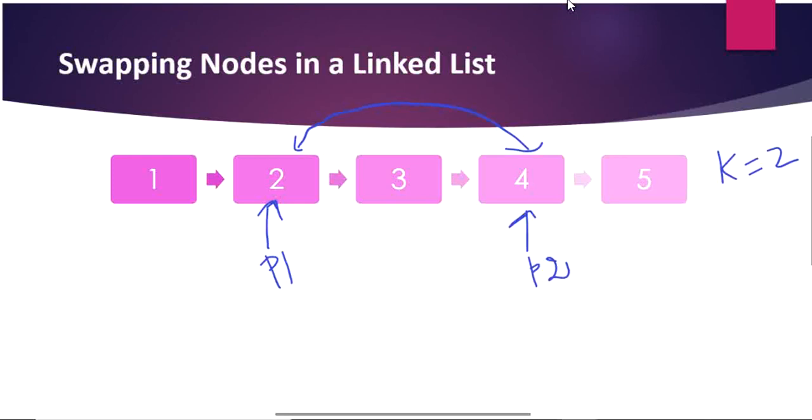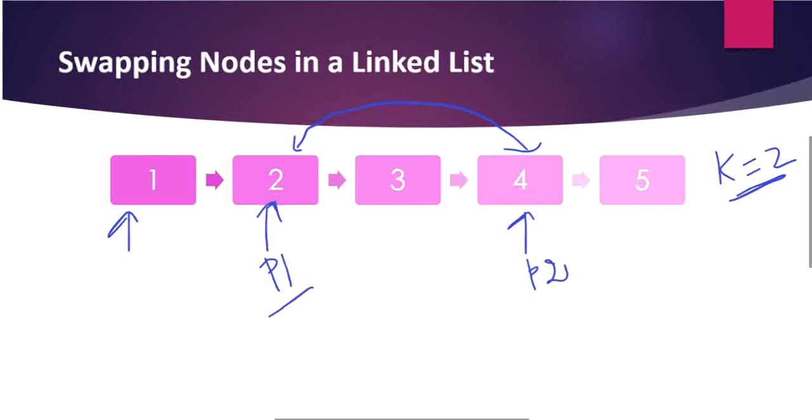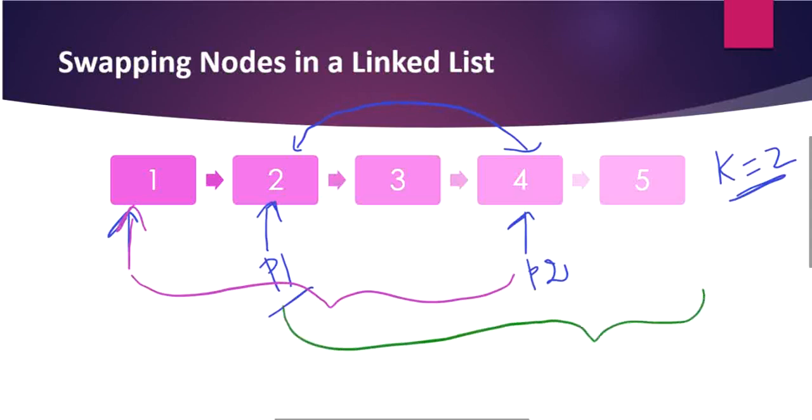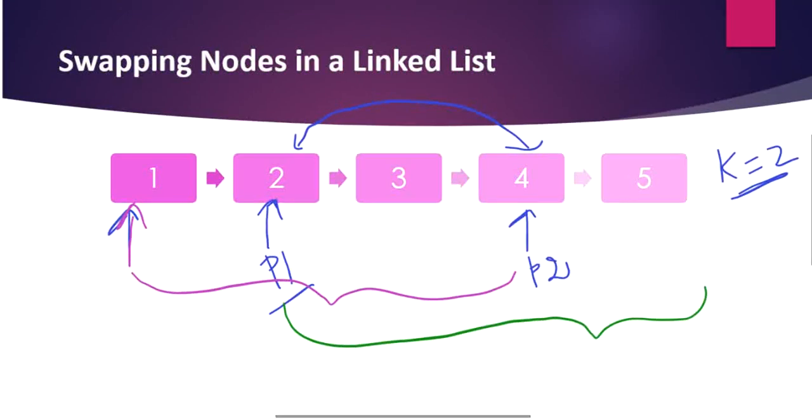Finding p1 is pretty easy: from the head of the list we move the pointer k times. Now if you see, the distance from the head of the linked list to pointer 2 is the same as the distance from pointer 1 to the end node. After moving head k times, it will be pointing at pointer 1.